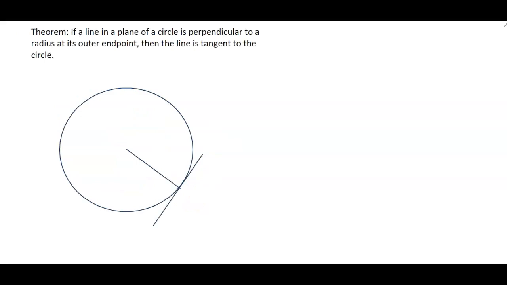Okay, and then the last theorem we're going to talk about is just the converse of the first one. It says if a line in the plane of a circle is perpendicular, then it must also be congruent. I'm sorry, and it must also be tangent, not congruent. Okay?